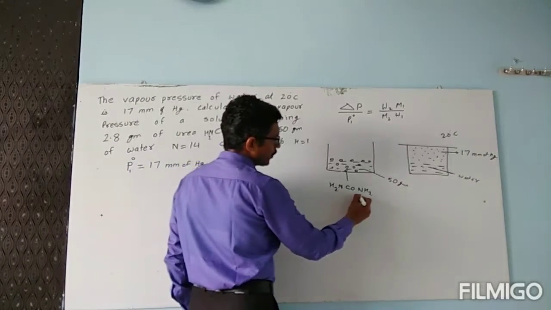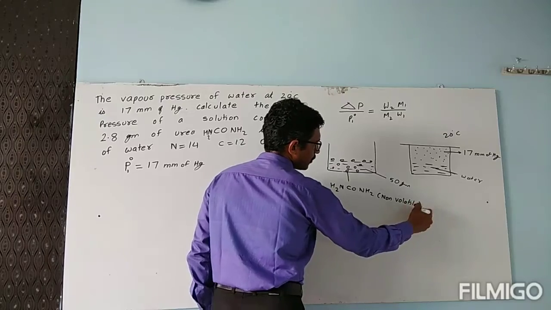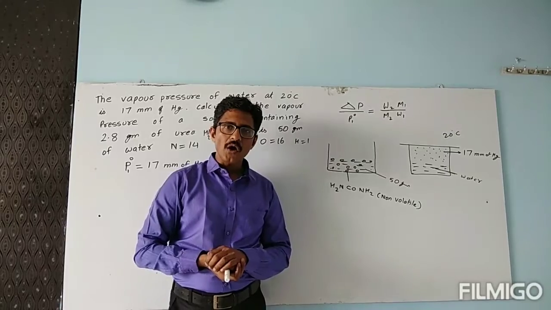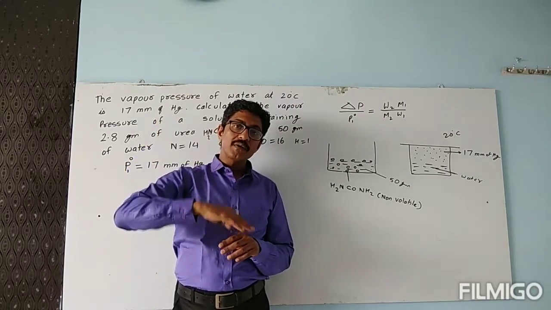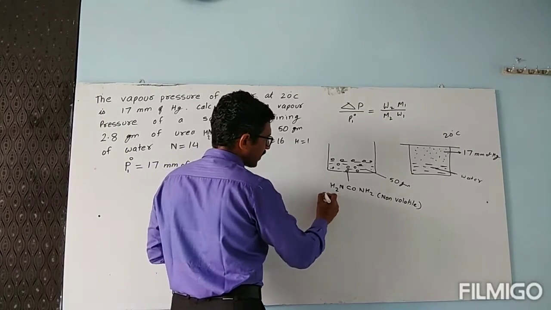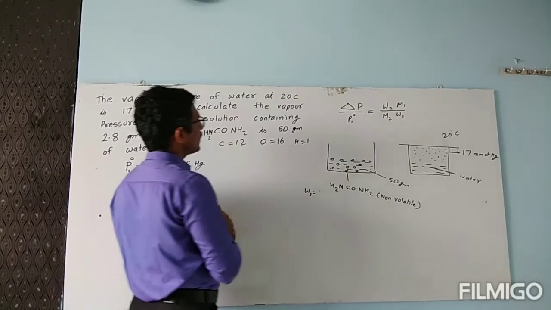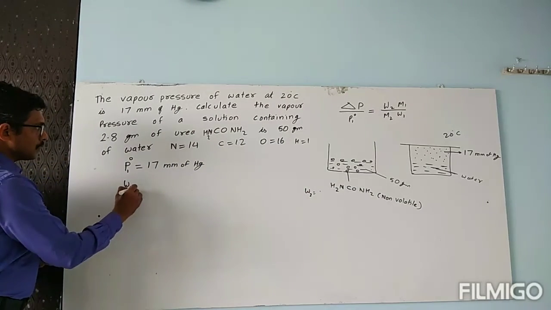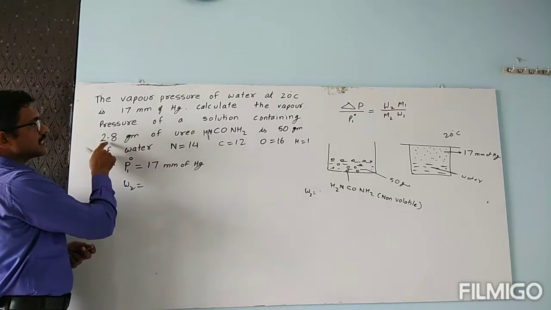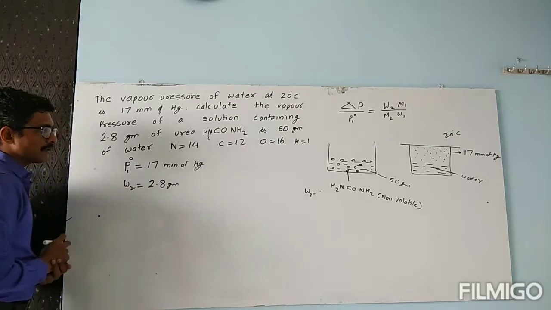Urea is non-volatile. What does it mean, non-volatile? Non-volatile means they will not evaporate. They will not vaporize. And what is their weight? W2. They have given us the W2 value: calculate the vapor pressure containing this much gram of urea, 2.8 gram of the urea.